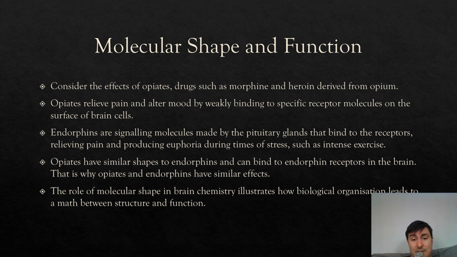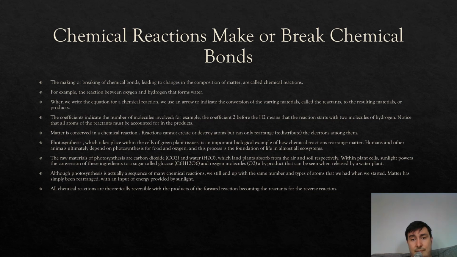Opiates have similar shapes to endorphins and can bind to endorphin receptors in the brain. That is why opiates and endorphins have similar effects. The role of molecular shape in brain chemistry illustrates how biological organization leads to a match between structure and function.